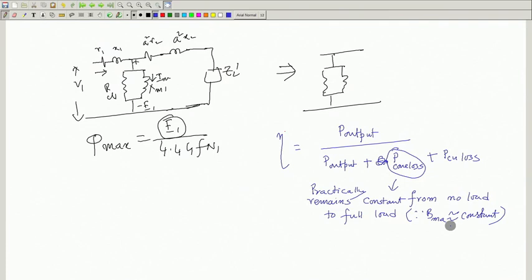So, that is why the loss has two components. One is a fixed loss. P core loss is almost fixed. We will not break our heads over a little change in P core loss from no load to full load, no point in doing that, because only a little change will take place. So, this loss is called the fixed or constant loss.